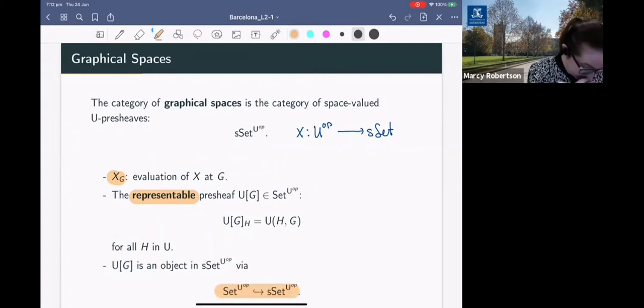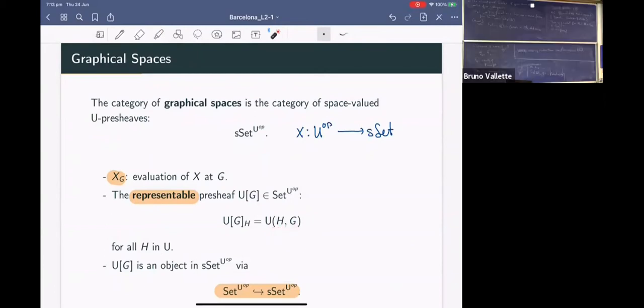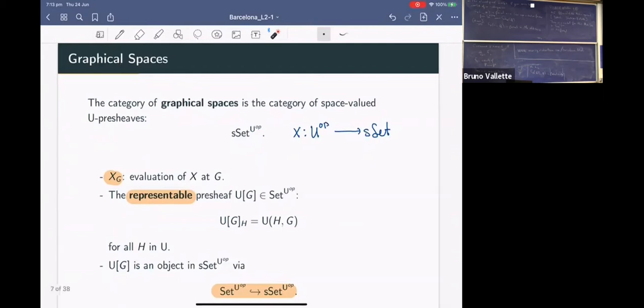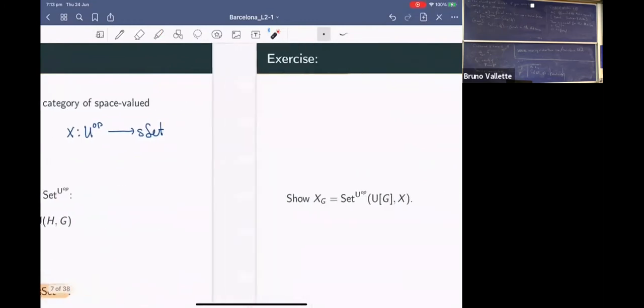Right? So sets, they're just sitting inside simplicial sets. And remember again, this is the set of maps, so the evaluation of the representable at any graph H is the set of maps from H into G, for all H in U. Okay.